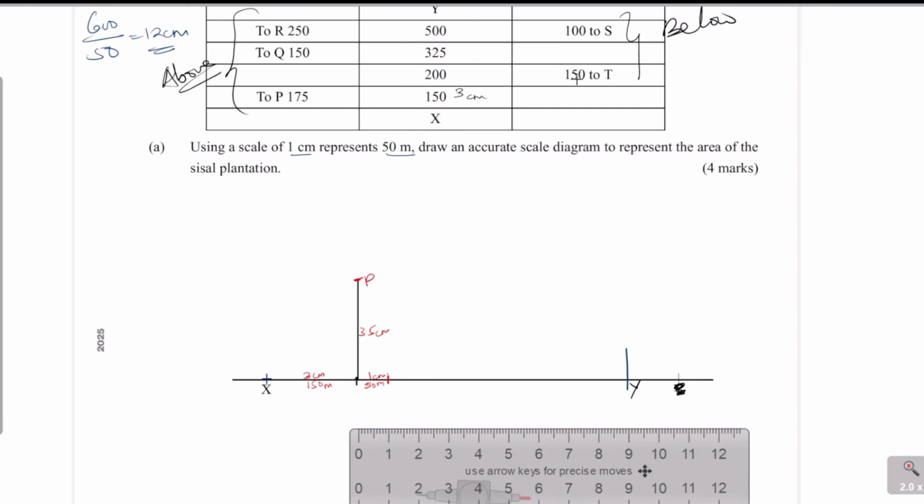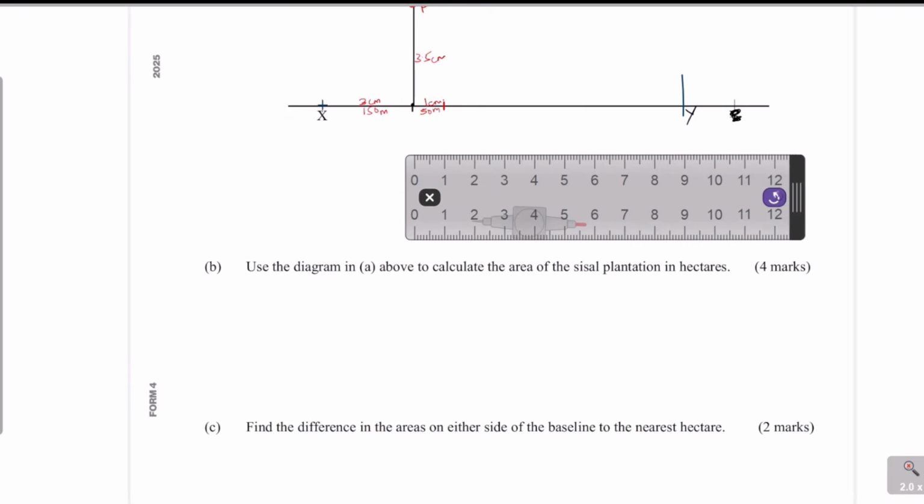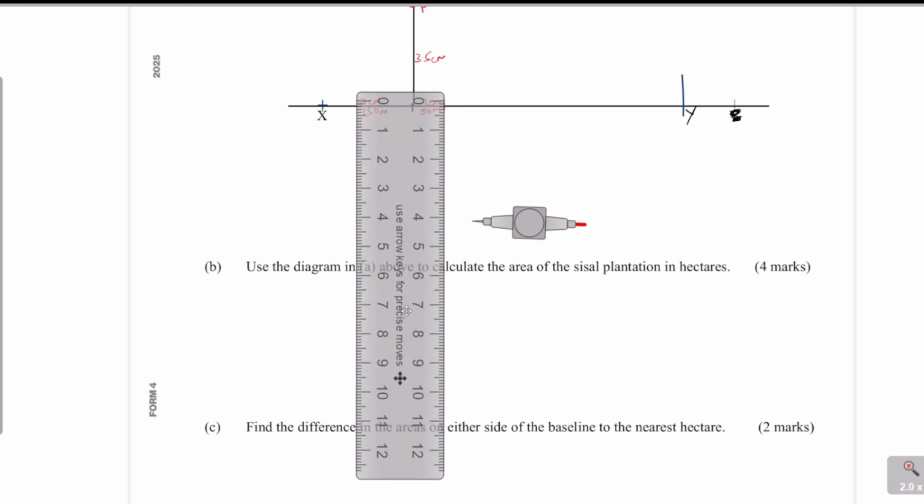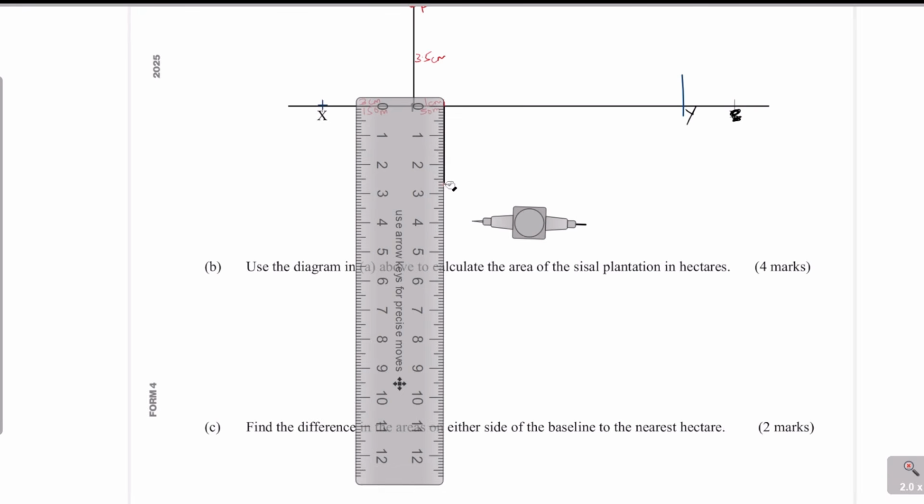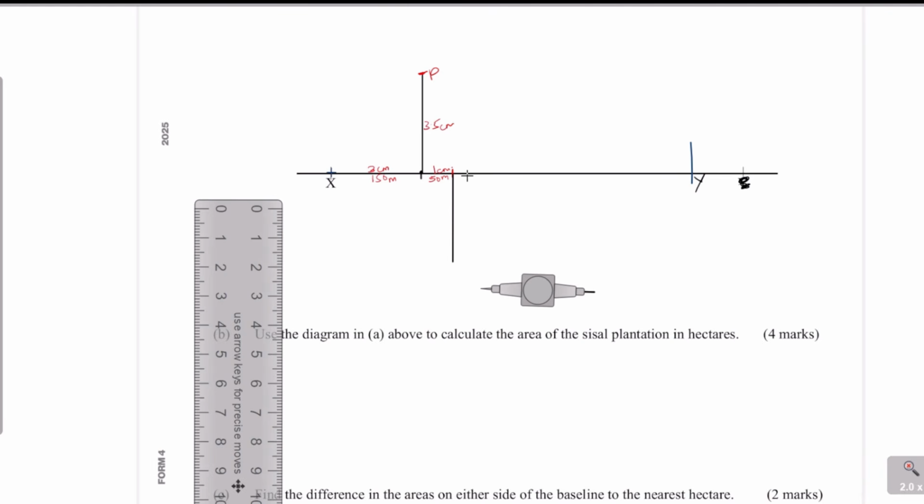So you go to the next offset, that is 150 to T. To the right, so this one will go below. So you're going to measure 150 divided by 50, that is 3 centimeters. So 3 centimeters below, up that point. So from 0, this is 3 centimeters or 150 meters. We proceed to the next offset.